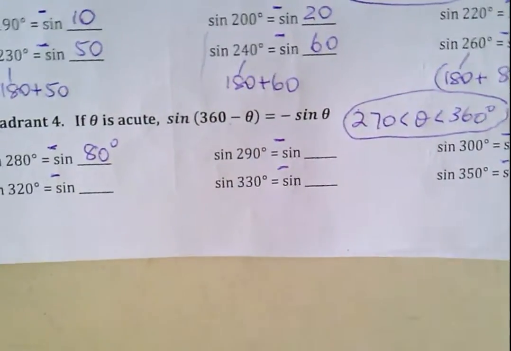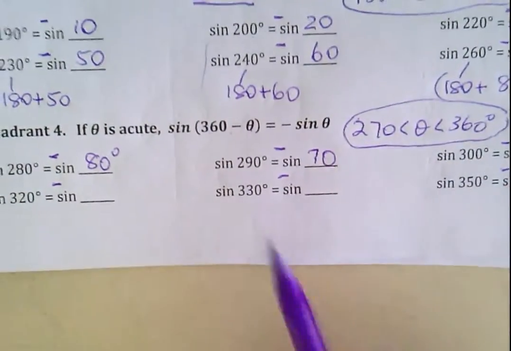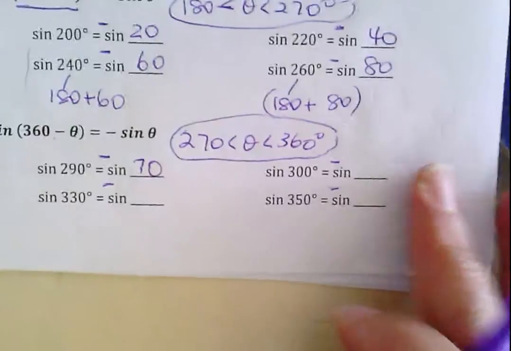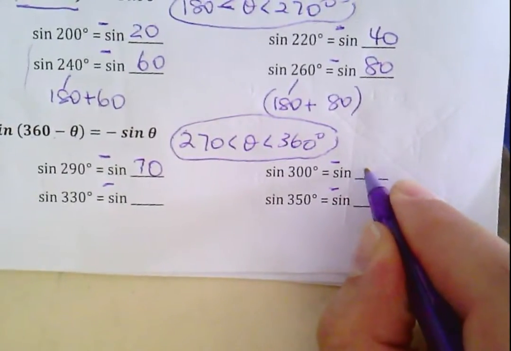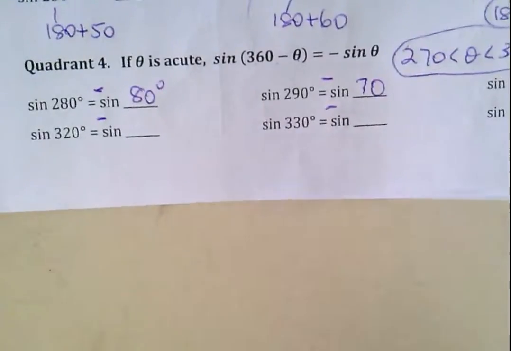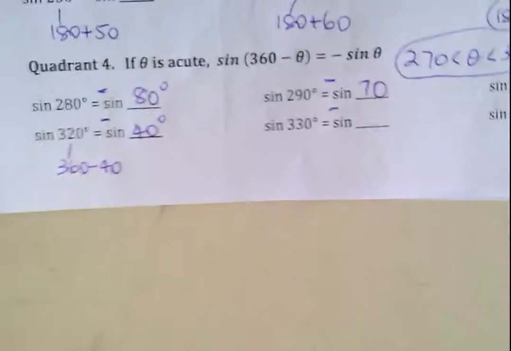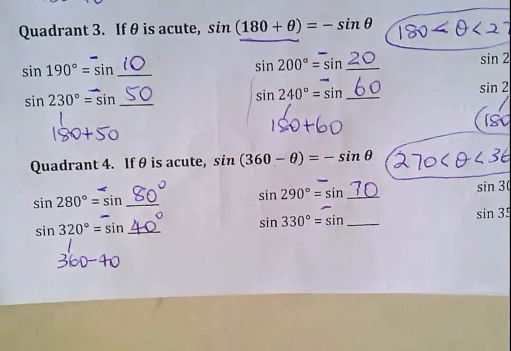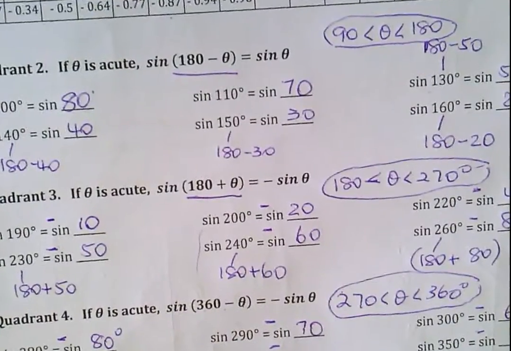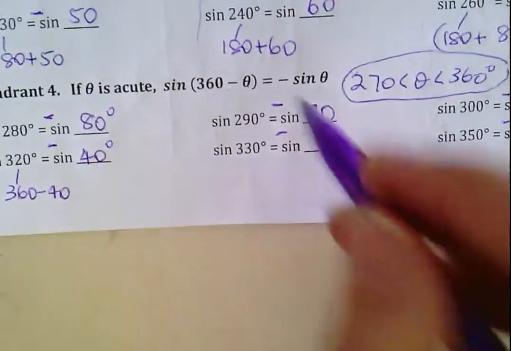290 is 360 minus what? Or just do 360 minus 290. What's that? 70. So if you look at your sheet, sine of 290 will be negative sine 70. Sine of 300. 300 is 360 minus what? 60. So that's negative sine 60. Sine of 320, isn't 320 360 minus 40? So it's negative sine 40. So if you look up sine 320, it's negative point what? 0.64. Sine of 40 is 0.64. Therefore, sine of 320 is negative, whatever sine 40 is. What about the next one?